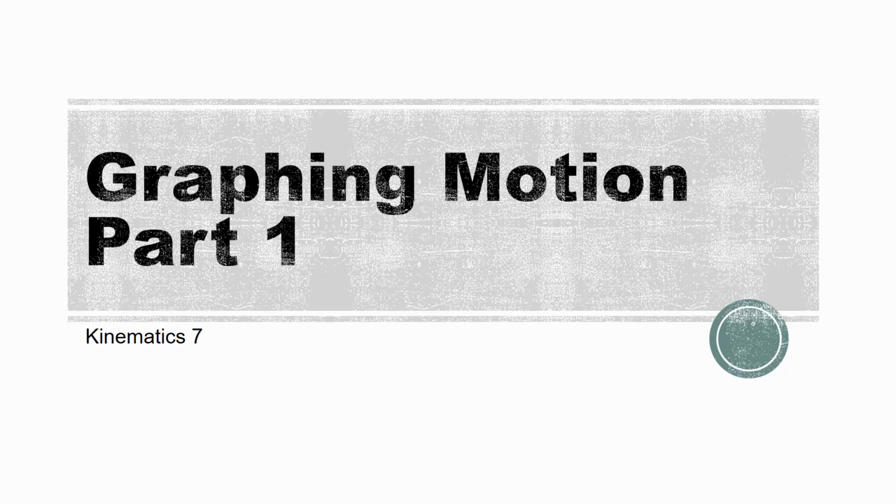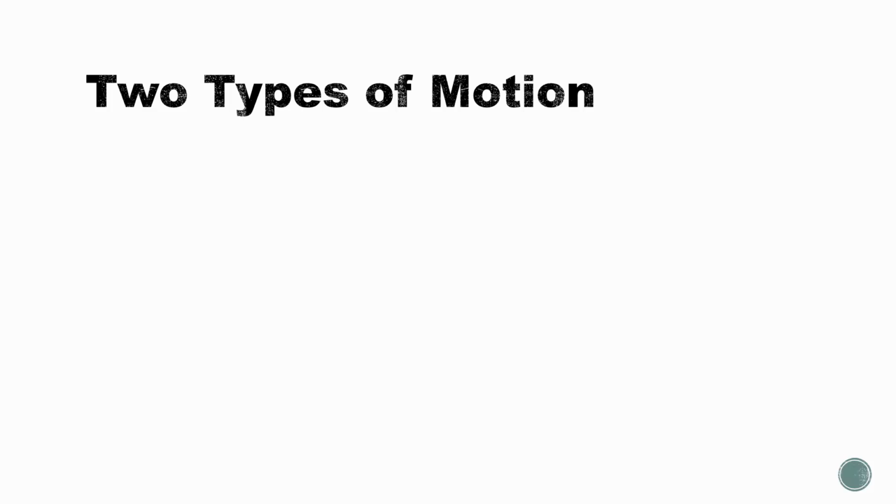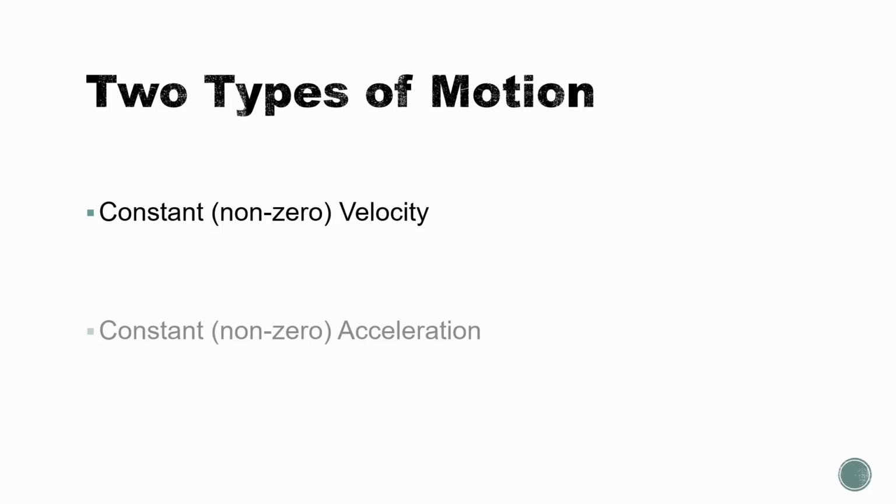This lesson is the first part of graphing motion. We're going to be focusing on two types of motion: constant non-zero velocity and constant non-zero acceleration. Non-zero just means that there actually is some velocity and there actually is some acceleration.